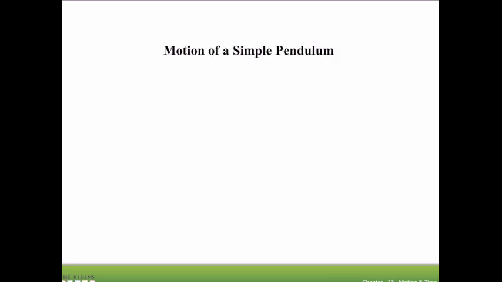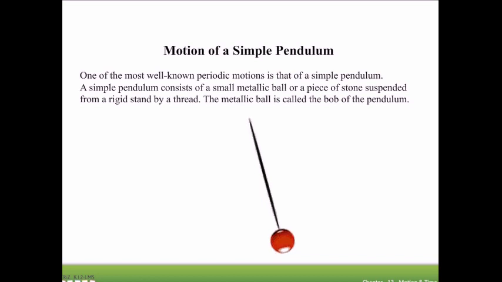Motion of a simple pendulum. One of the most well-known periodic motions is that of a simple pendulum. A simple pendulum consists of a small metallic ball or a piece of stone suspended from a rigid stand by a thread. The metallic ball is called the bob of the pendulum.